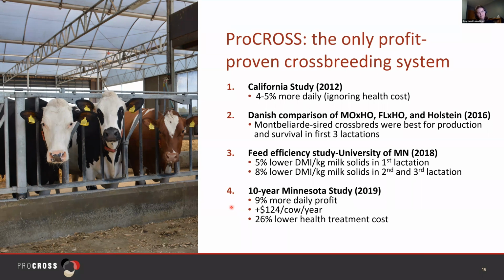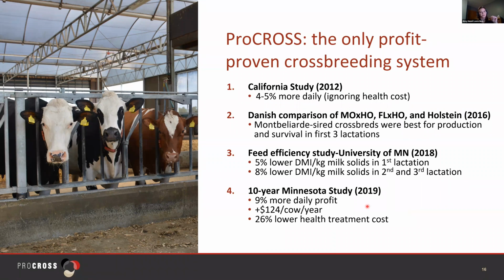The last study I want to mention is the 10-year Minnesota study. And this is one that I personally worked on through my early career. That study verified that a 3-breed ProCROSS will have 9% more daily profit than their Holstein herd mates. And that penciled out to 125 if you round, which I did not do in this slide, $125 per cow per year more profit above their Holstein herd mates was the amount.